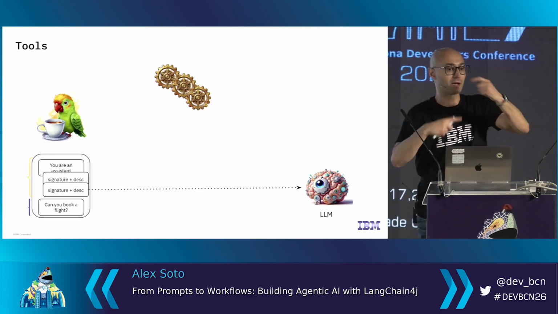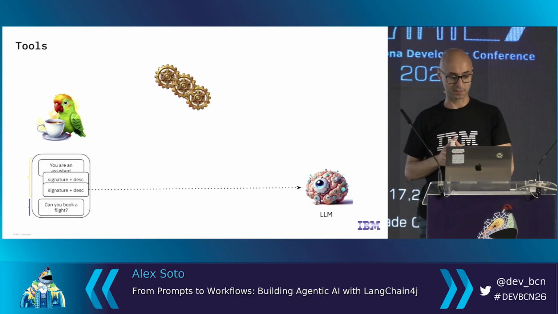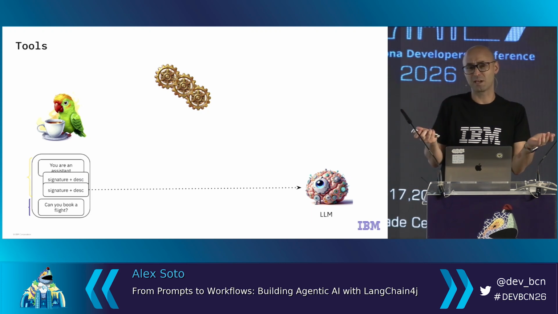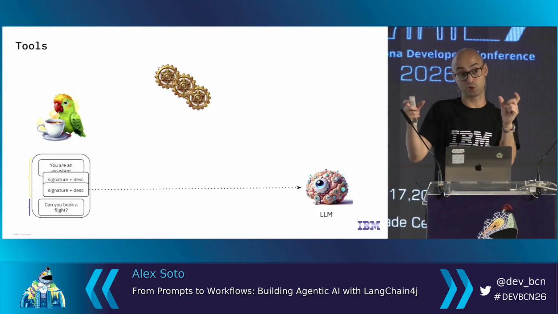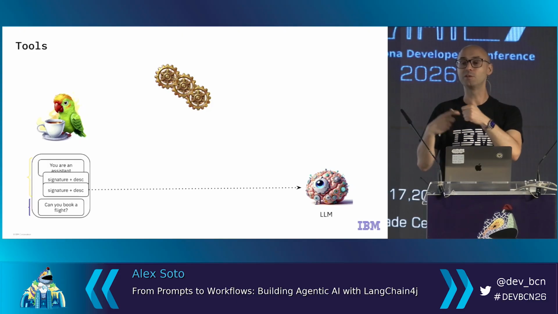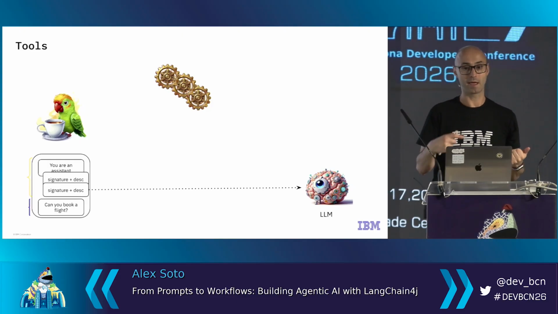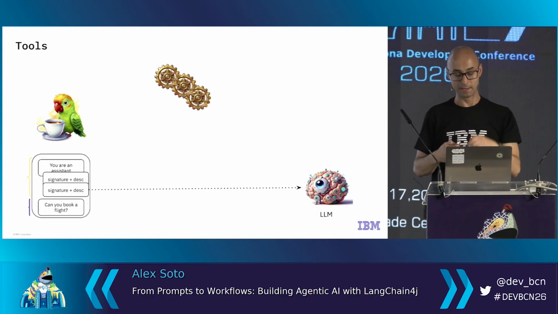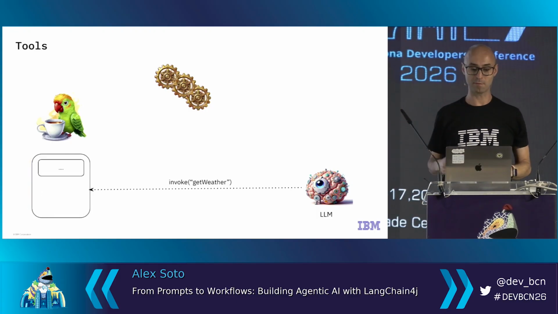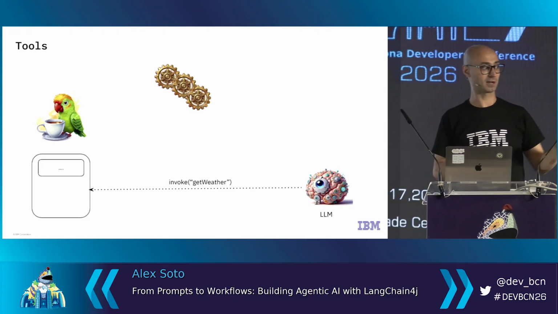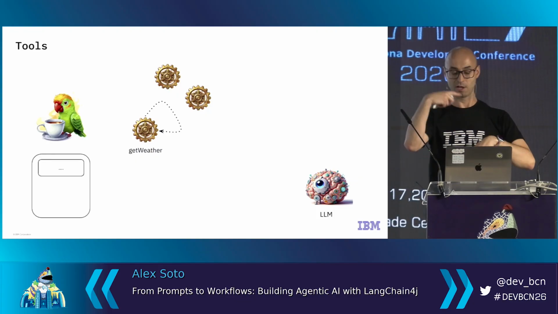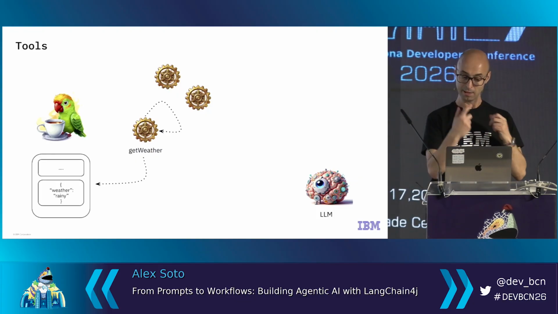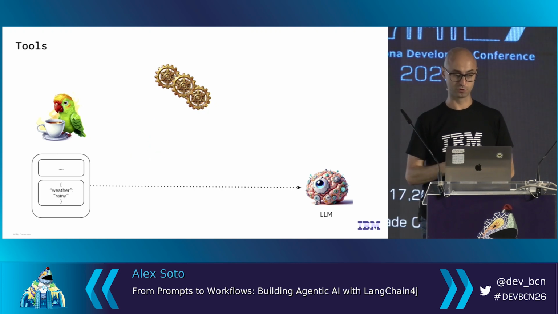Then the model will start thinking and say, oh, the person is asking me about, I don't know, the weather, and I don't know anything about weather, but I know that there is a method that has a description that says, hey, if you need to know the weather, invoke me. And I also know that it has some arguments of that type and so on. So what I'm going to do is, hey application, can you invoke the getWeather method for me? Then the application will just run the getWeather method, get the result, and send the result back to the LLM.